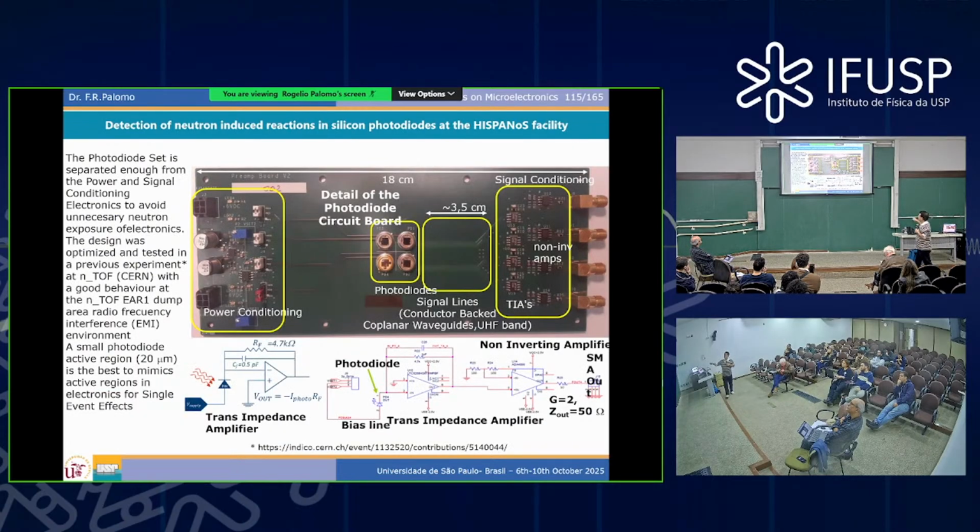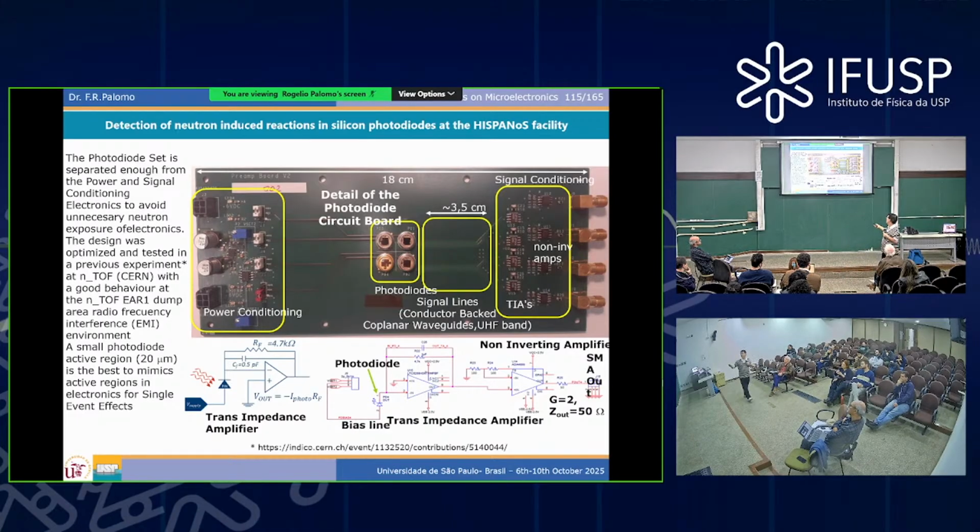Okay, that's the device. That's a detailed photodiode circuit board. That's the target for our neutrons. Okay. The signal conditioning, the power conditioning. We tested this system, exactly the same system, at the n_TOF dump at CERN, without any problem, without any electromagnetic interference problem. And the reason is that the production target in the case of n_TOF is almost 200 meters away from the dump. So any electromagnetic interference was washed away by the tunnels and the distances.